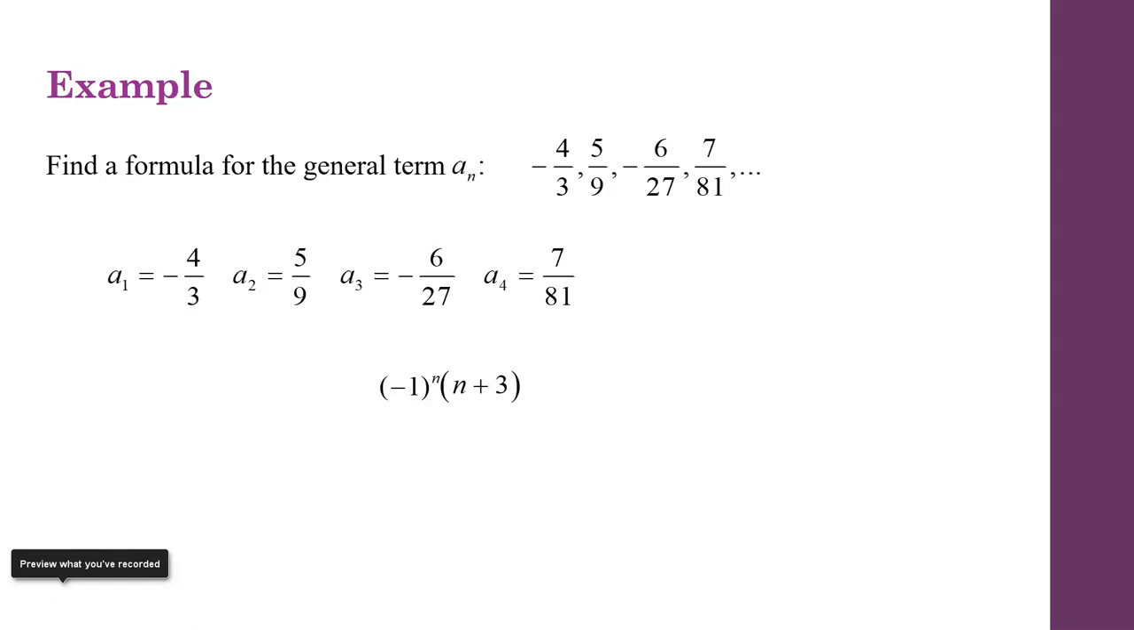Then when we look in the denominator, we'll notice that the numbers are all powers of 3. So I have 3, then 3 squared is 9, 3 cubed is 27. So at 3 to the first, 3 to the second, 3 to the third, 3 to the fourth for the fourth term. So if I write my formula as negative 1 to the n times n plus 3 over 3 to the nth power, I'm going to get the sequence that we're looking at.